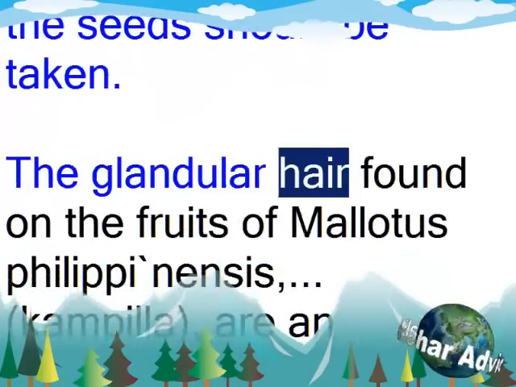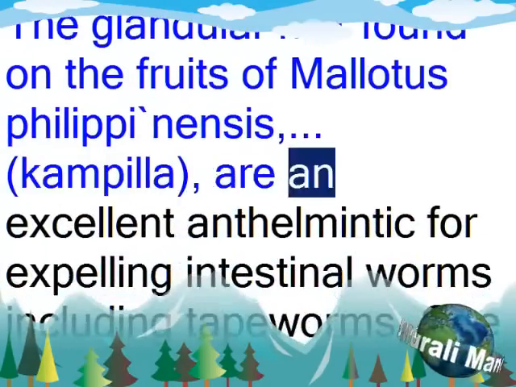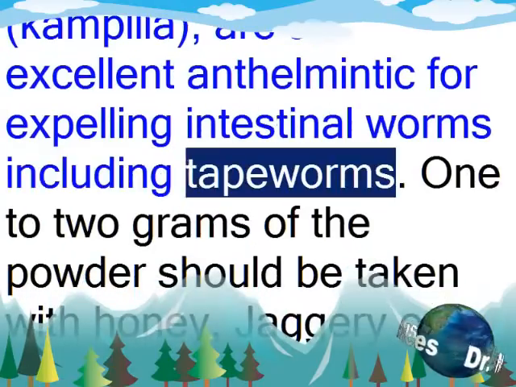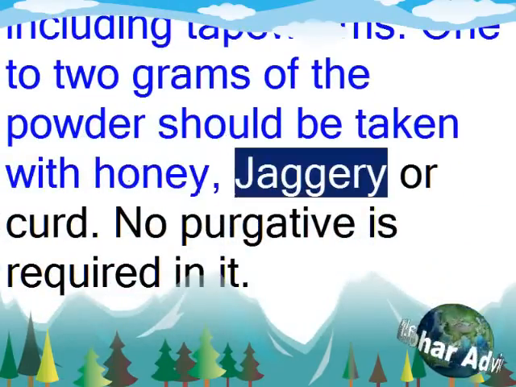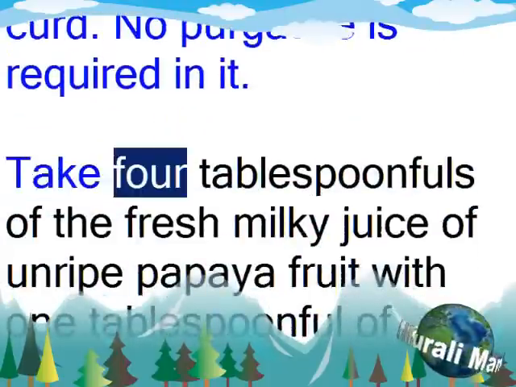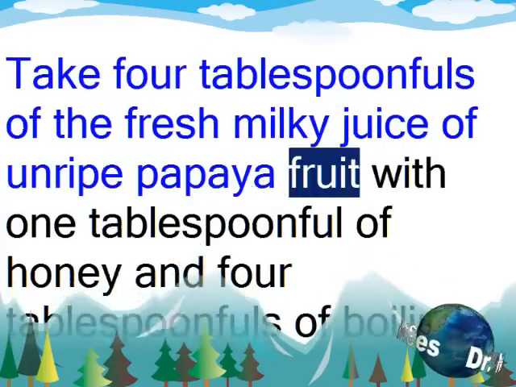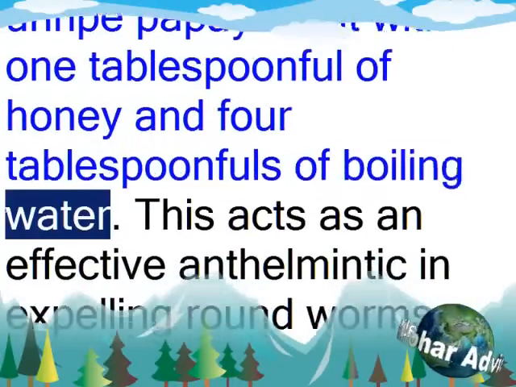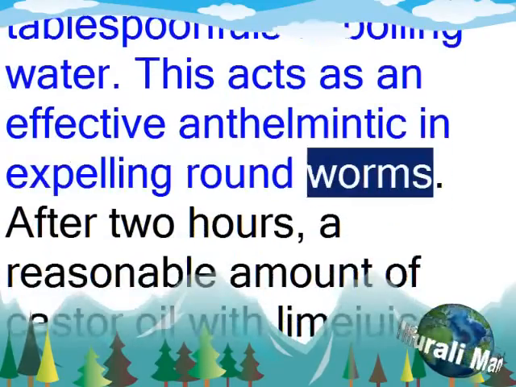The glandular hair found on the fruits of Mallotus philippinensis, Kampillaka, are an excellent anthelmintic for expelling intestinal worms including tapeworms. 1 to 2 grams of the powder should be taken with honey, jaggery or curd. No purgative is required in it. Take 4 tablespoonfuls of the fresh milky juice of unripe papaya fruit with 1 tablespoonful of honey and 4 tablespoonfuls of boiling water. This acts as an effective anthelmintic in expelling roundworms.